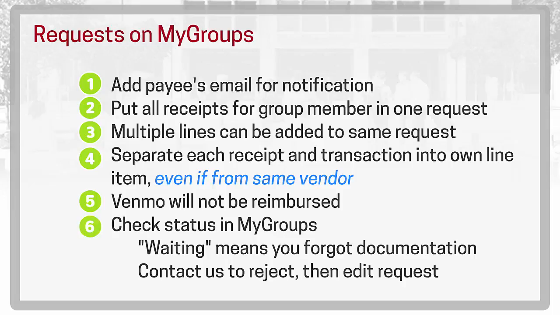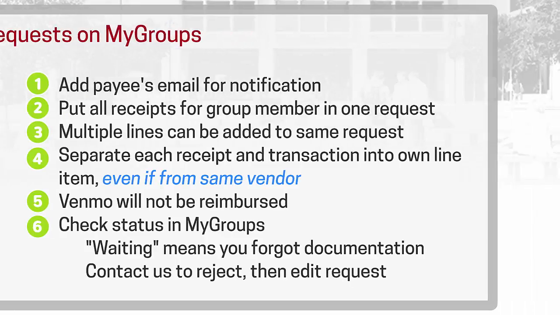You can check on the status of all your requests on MyGroups. Make sure each request you've submitted has documentation uploaded, as well as the necessary authorizations. If the document status says waiting, you likely forgot to upload documentation. You'll need to contact us to reject it so you can edit the request.